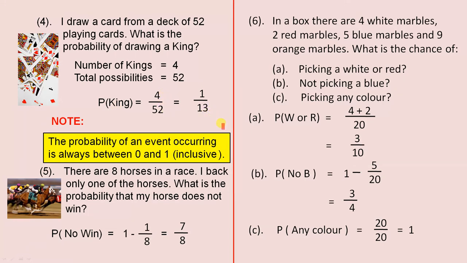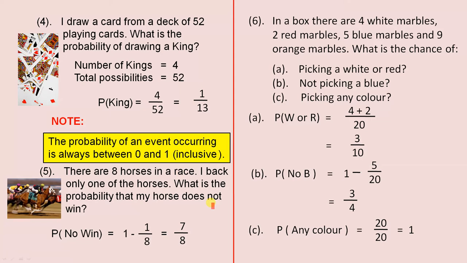Now note, the probability of an event occurring is always between 0 and 1, inclusive. And I'll explain what that means in a moment. 0 and 1 inclusive.